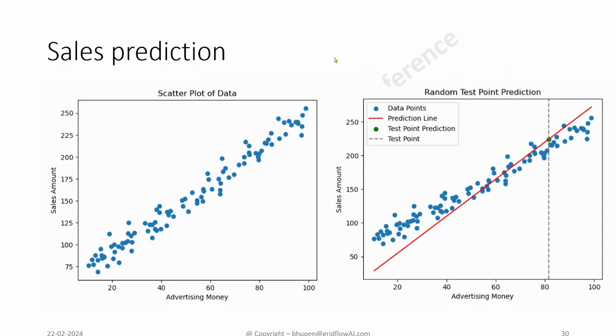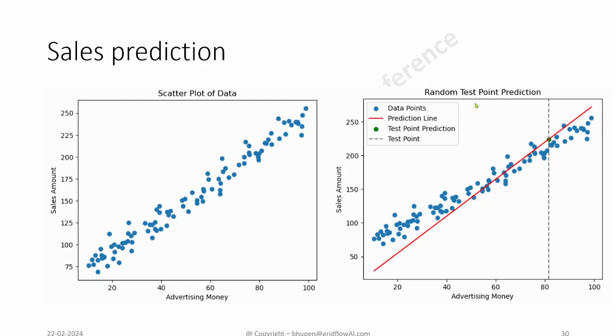Let's look at another example here. This example is about the sales of a company based on the advertising money that the company is putting in. And let's say this is a linear pattern. More advertising money, more sales. Well, in practical life, it may not be the case, but just for our understanding.